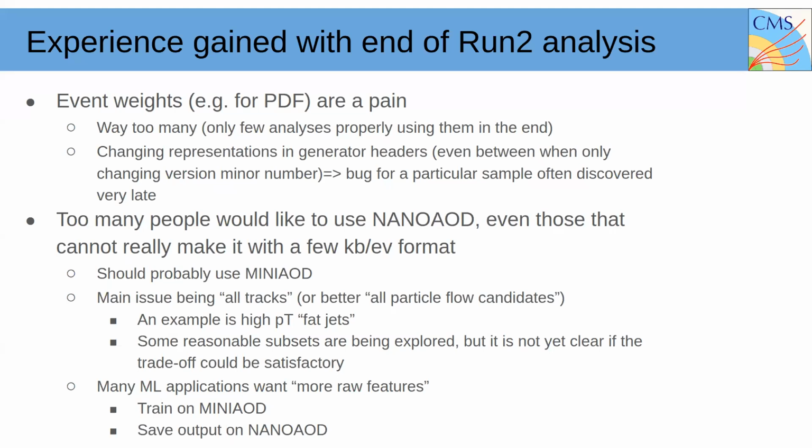Sometimes they try to get back all the tracks into this format, which will kill the point of having such a small format if in the end you get the same size as the previous data tier. And then another problem is that many machine learning applications may want to really see more raw features like the stuff that is in mini-AOD rather than in nano. So the idea is that you will need to train on mini-AOD and then save the output in NanoAOD. And even if some machine learning applications are often thought of as analysis-level stuff, you may need to use mini-AOD for some of those to really work.